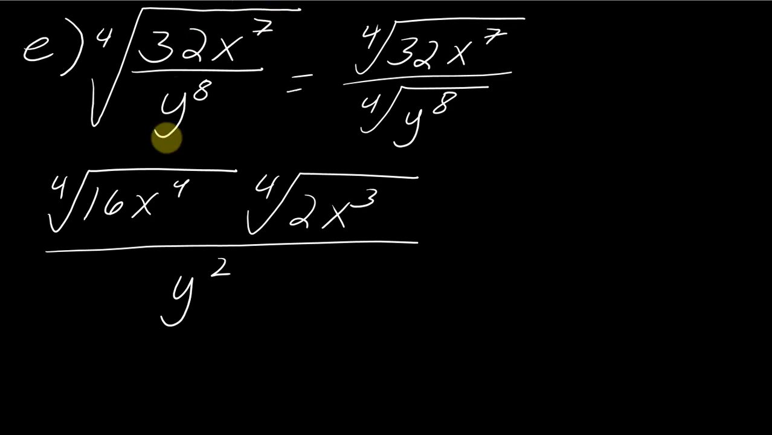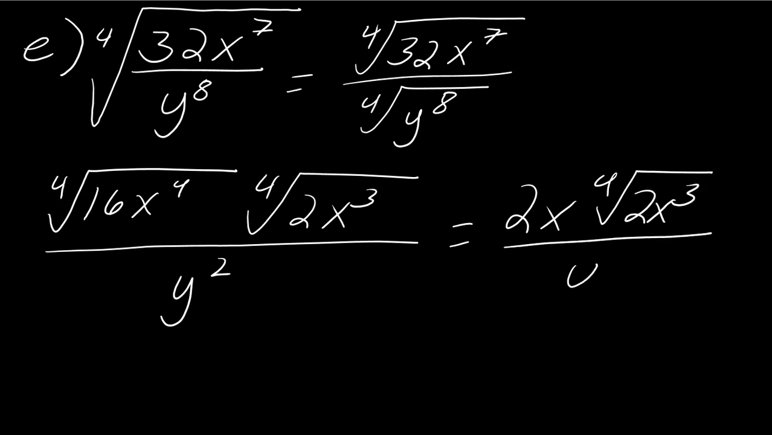Okay, so 16 times 2 will make 32, and 16 is the largest 4th root, or the largest quartic. Quartic is the word I was looking for. I don't know why I can't think of words. Okay, so here's our setup. So in the end, my answer will be 2x times the 4th root of 2x cubed over y squared.